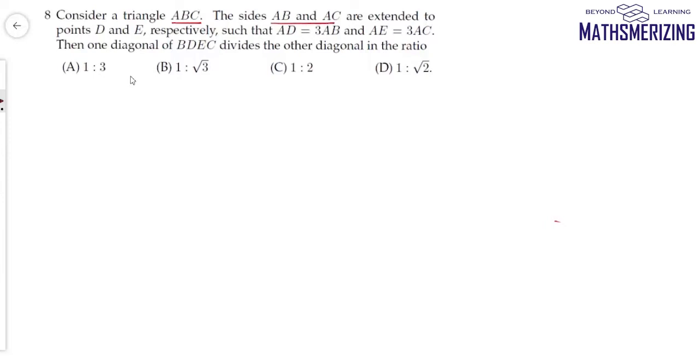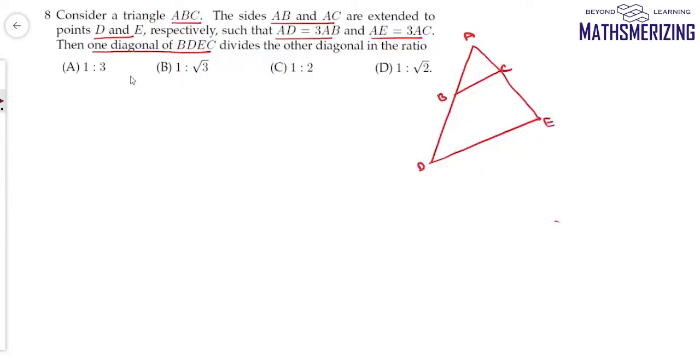Now in question number 8 it says there is a triangle ABC and the sides AB and AC are extended to points D and E so that AD is 3 times of AB and AE is 3 times of AC. Then we need to find the ratio in which one diagonal of BDEC divides the other diagonal. So I'll consider this triangle ABC and then I'll extend the sides. So suppose this is A, B and C, and that's your D and E. Now let A be origin and let position vector of B be this B vector and position vector of this point C is this C vector.